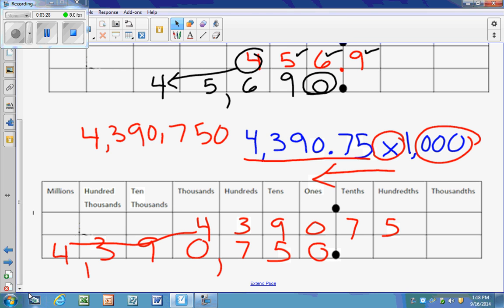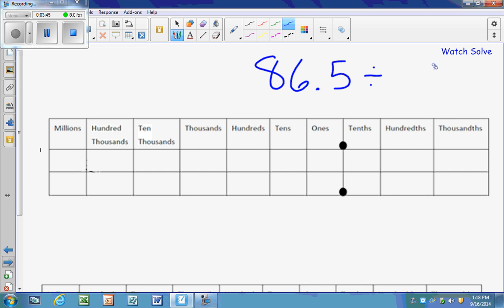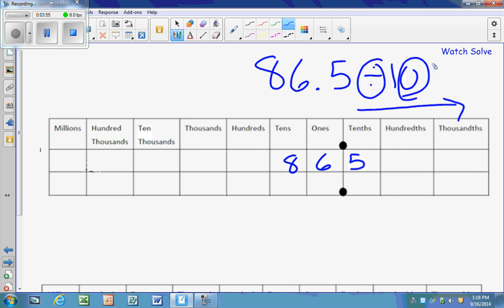That's when I'm multiplying by tens, hundreds, or thousands. Sometimes, though, I will be dividing. So I can take a number such as 86 and 5/10, and I can divide it by 10. So I'm going to fill in 86 and 5/10. It tells me I'm dividing, so I know I'm moving to the right. And there's a 10, which has 1 zero, so I'm moving 1 spot. So this time I start on this side, and I move over 1 spot. So then my answer becomes 8 and 65 hundredths.